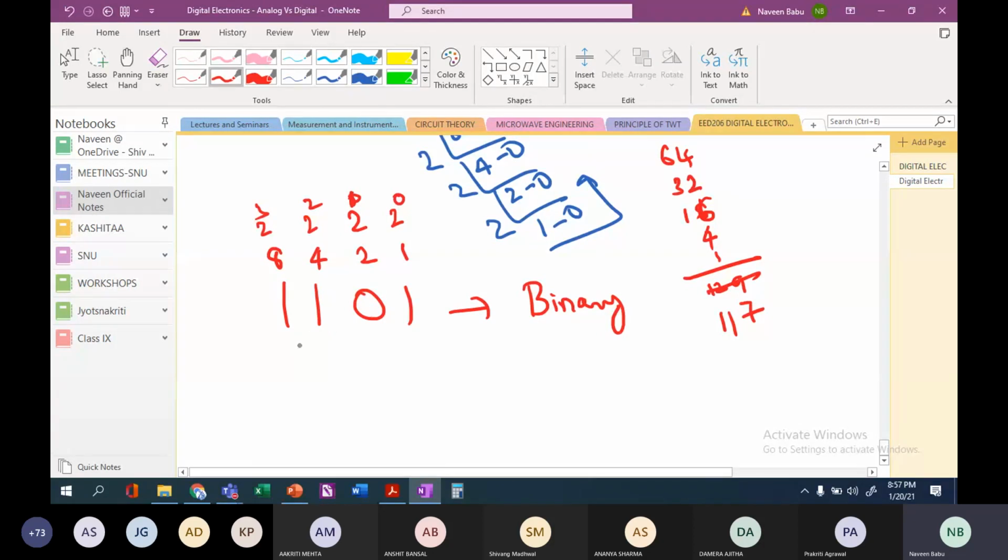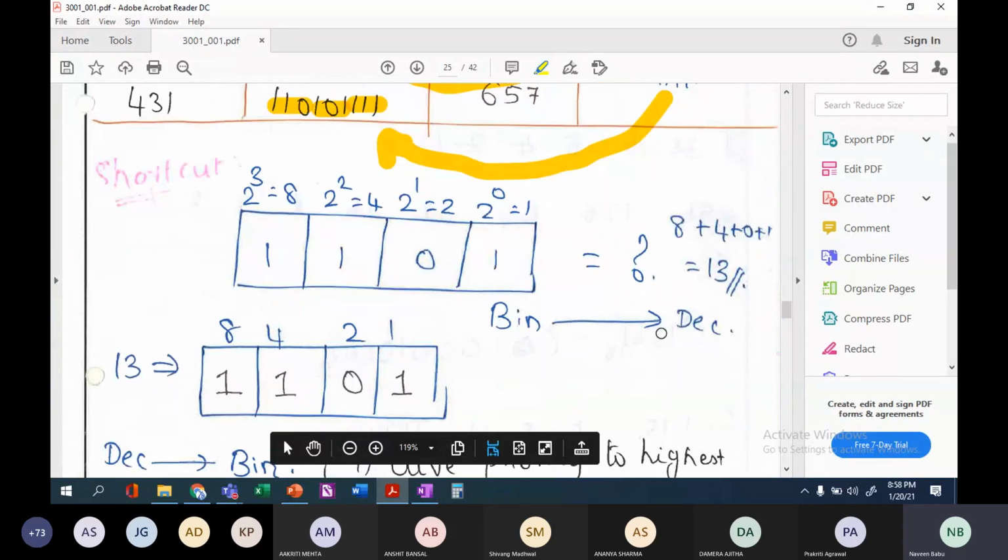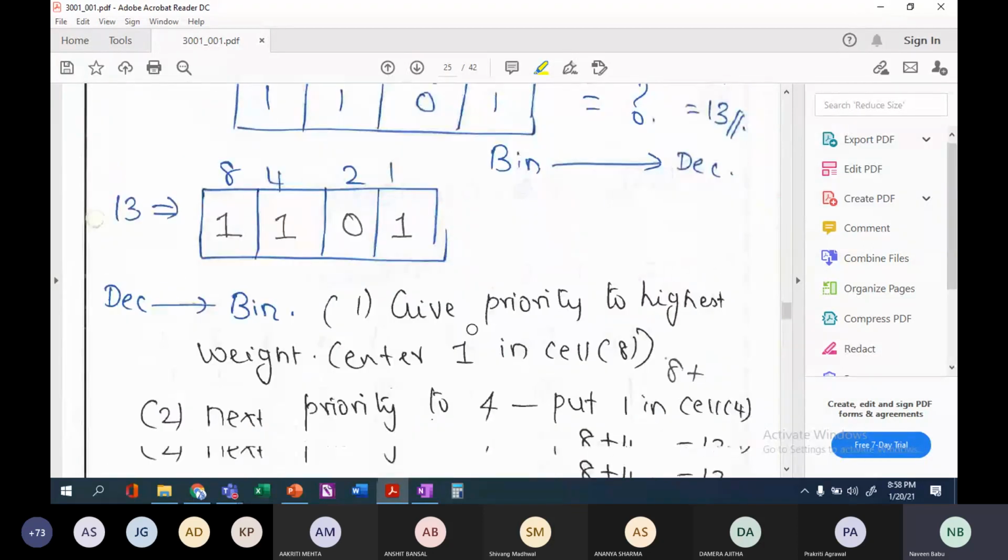Now, where do you have ones? I have 1 in the 8 position, 1 in the 4, and 1 in the 1. So 8 plus 4 plus 0, because 0 multiplied by 2 is 0 only, plus 1. So 8 plus 4 is 12, and 12 plus 1 is 13. This is a slightly shorter method you can follow to convert from binary to decimal. So 13 can be represented as 1101. Similarly, the reverse is also possible.